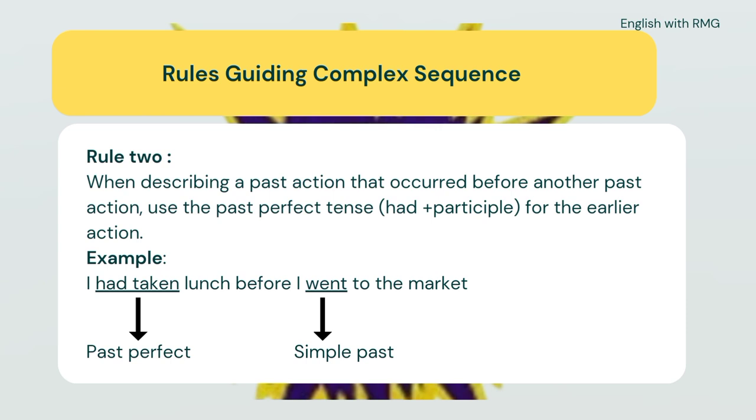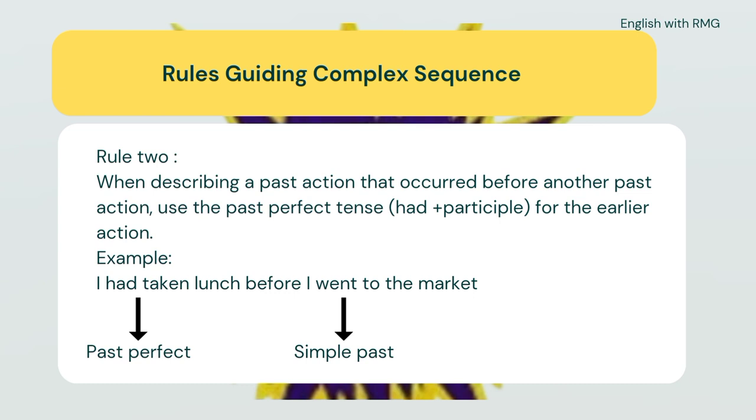But now, when we want to say that these two actions happened in the past, like it's no longer relevant to the present. Now, let's look at an example. I had taken lunch before I went to the market. Both actions happened in the past, but one happened earlier before the other. So you say, I had taken lunch, past perfect, before I went to the market, simple past. Do you understand?